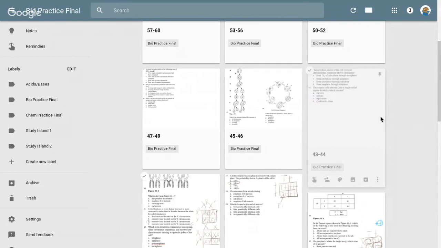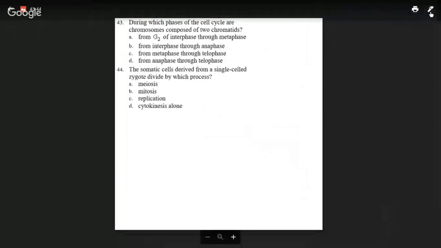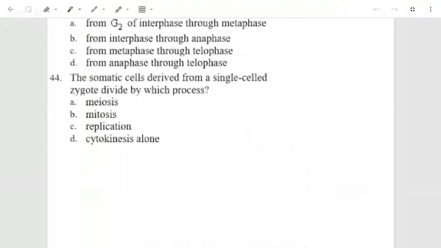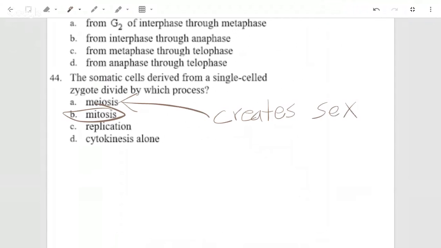All right, 44 is talking about zygotes. The somatic cells derived from a single-celled zygote divided by which process? So the answer here has got to be mitosis. Right off the bat, it's got to be mitosis. Must be. Meiosis is only for creating sex cells. That's it.